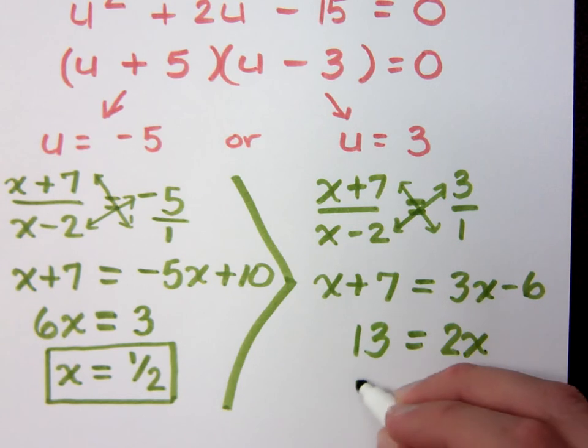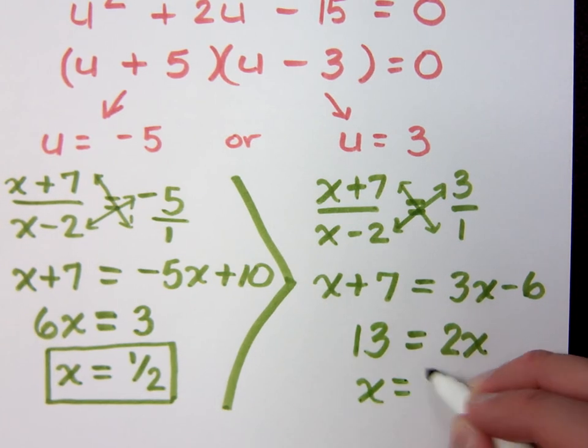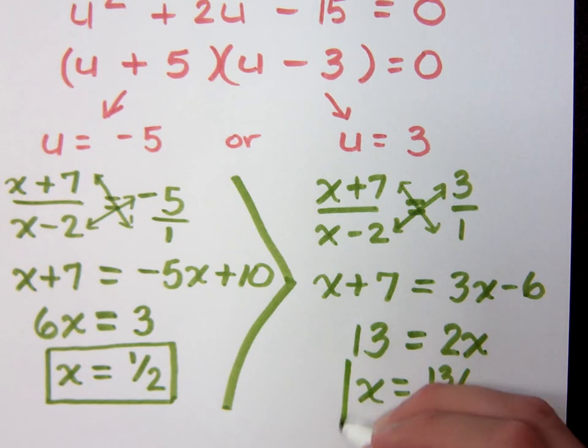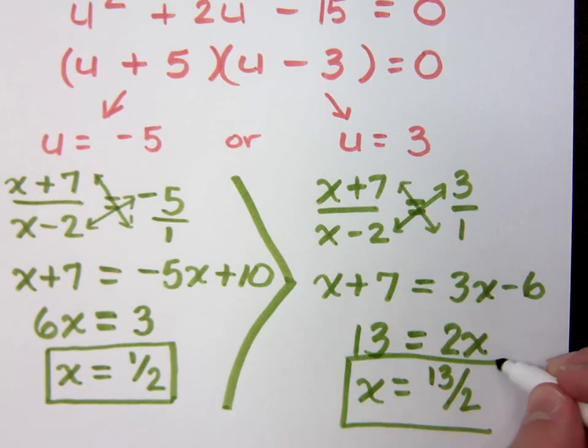So what does x equal? Divide both sides by 2, I get 13 over 2. Again, that does not equal my restricted value, so I should be good there.